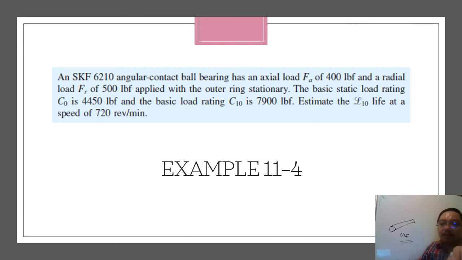So the basic static load rating C0 is 4,450 pound, and the basic load rating C10 is 7,900 pound, meaning that when the bearing is in static condition, it can support 4,000 pound. Bearing in load rotation, it can support 7,900 pound. Estimate the life at a speed of 720 revolutions per minute, meaning that you can estimate when you have to do the maintenance for this ball bearing.